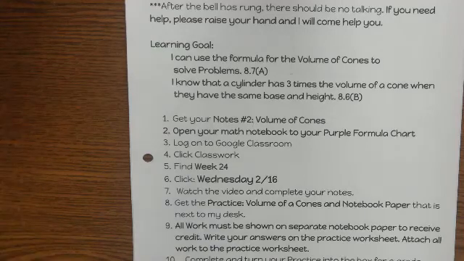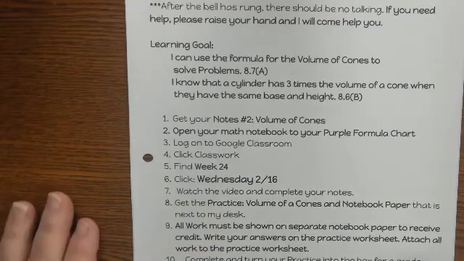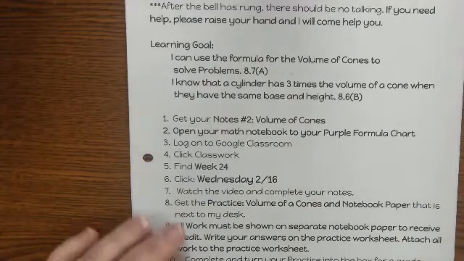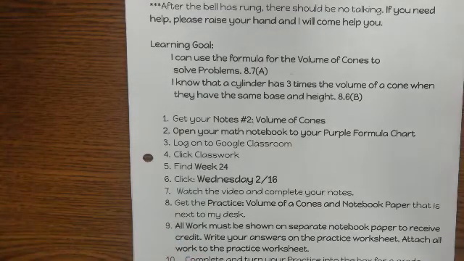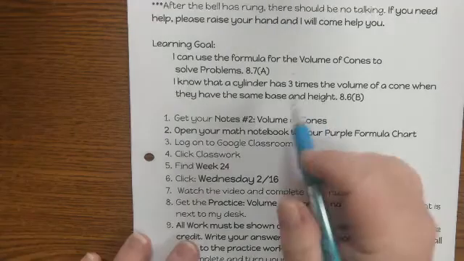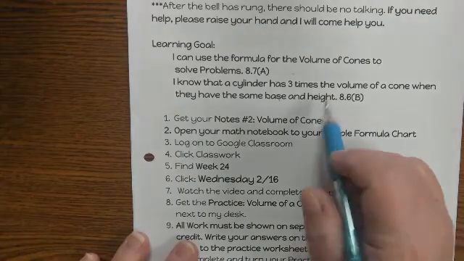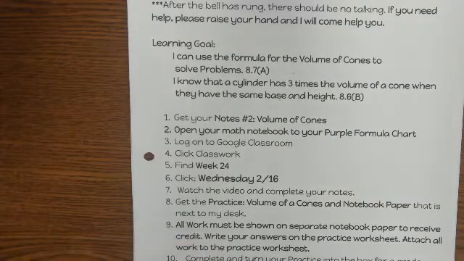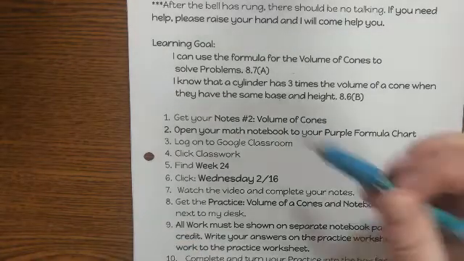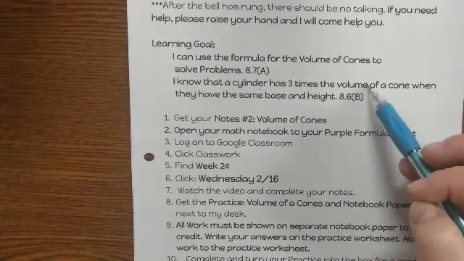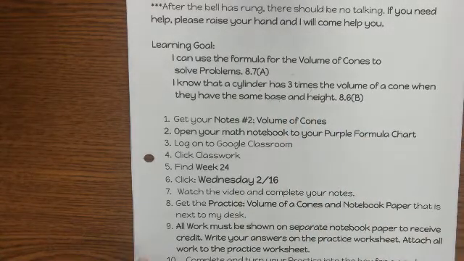Okay, we're moving on with volume. Today our goal is: I can use the formula to find the volume of cones to solve problems. You also need to understand that a cylinder has 3 times the volume of a cone when they have the same base and the same height measures. In other words, as long as the base measures and the height measures are the same, the cylinder will have 3 times the volume of the cone, and this is what happens, okay?